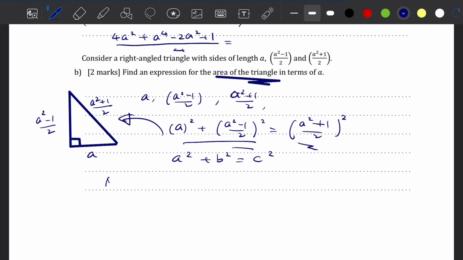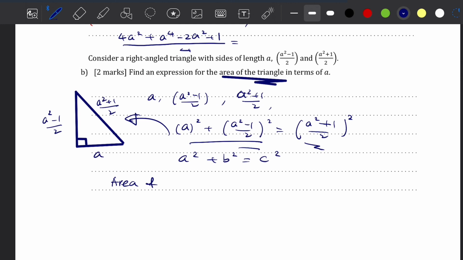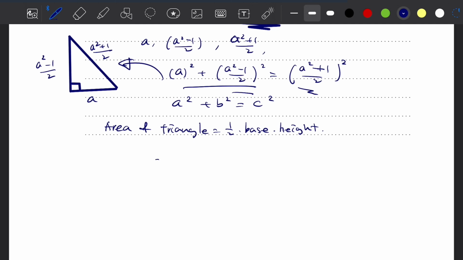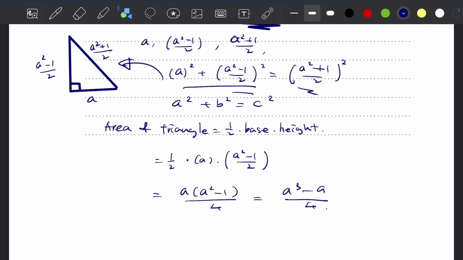Then we need to find the expression for the area of the triangle in terms of a. The area of the right triangle is 1 over 2 times base times height. So we can say 1 over 2 times a times (a squared minus 1) over 2. This is the same as a times (a squared minus 1) over 4, which is the same as (a cubed minus a) over 4. You can stop at this point because this is the simplest form of the answer.